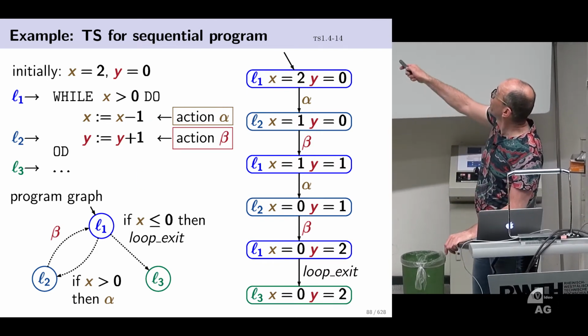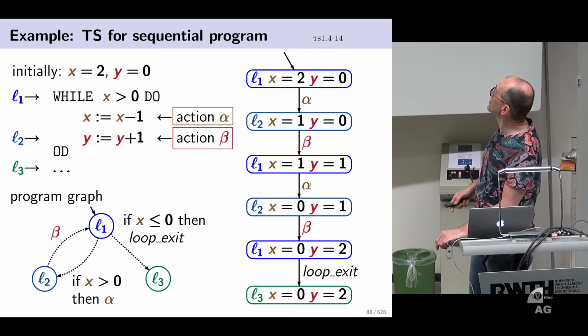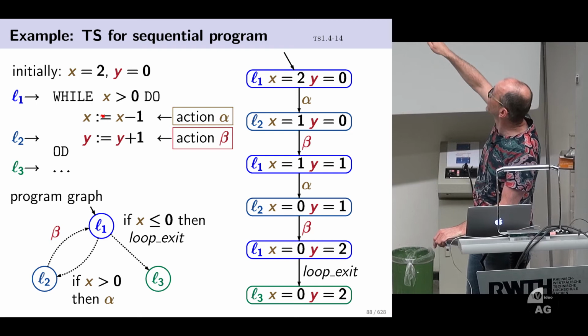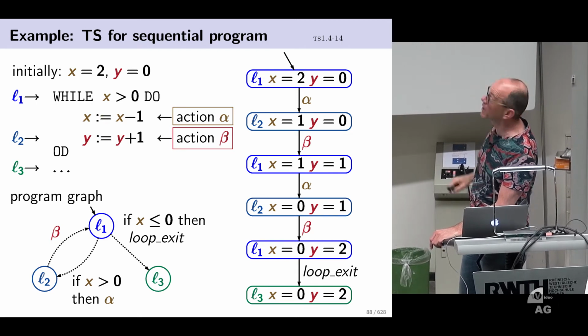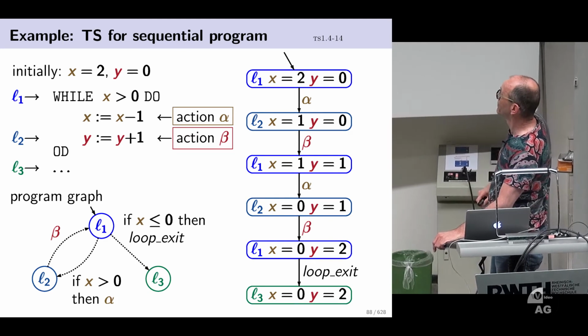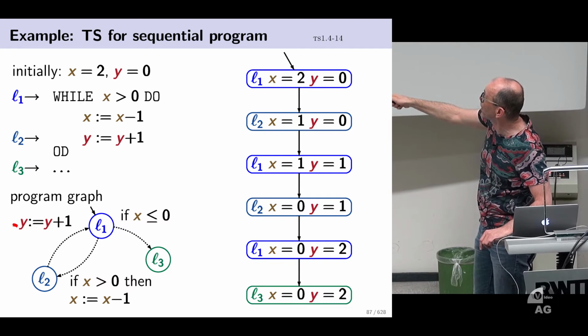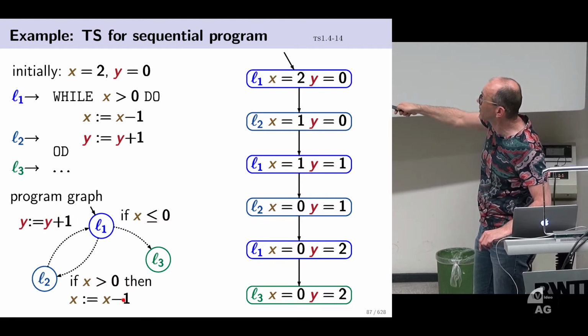So now the actions in the transition system basically correspond to the assignments. So here I have 2 assignments, the assignment to x and the assignment to y. Let's call them actions alpha and beta. I actually did the same in my program graph. This was my program graph before. I now call this assignment beta and this alpha.